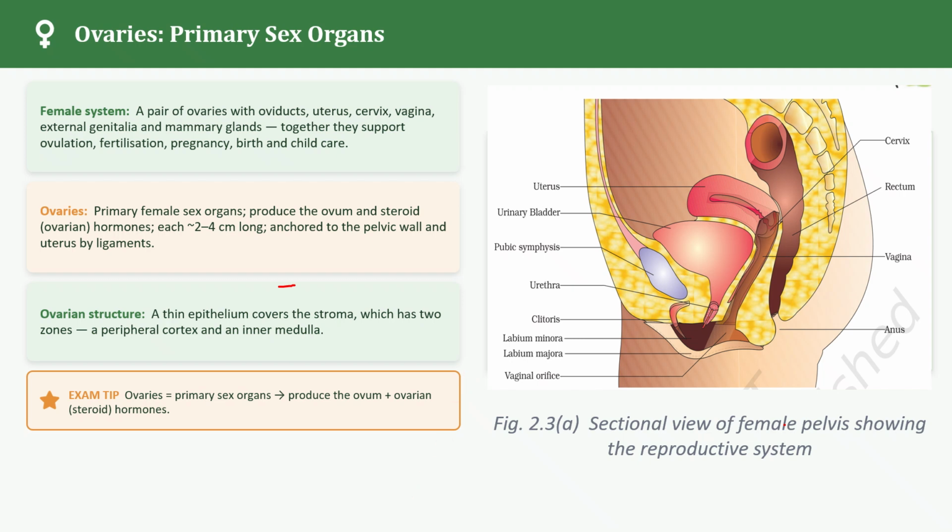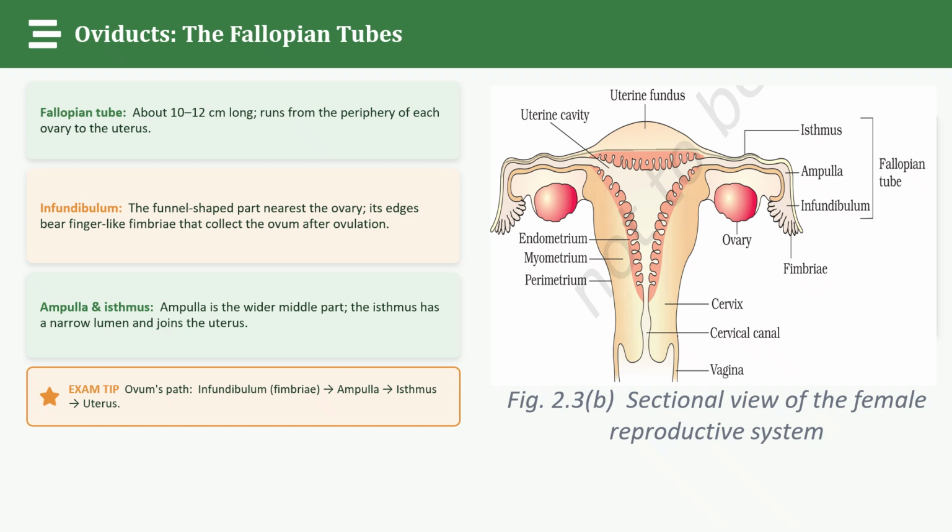So next we are going to see oviducts, another name is fallopian tubes. So let's see the structure of the oviduct. Before entering into the structure of the oviduct, let us see the sectional view of the female reproductive system. This is the ovary part, and this is the fallopian tube, and here this is the uterus part, and this is the cervix, and this is the cervical canal, and this is the vagina. We'll see all the parts present in each.